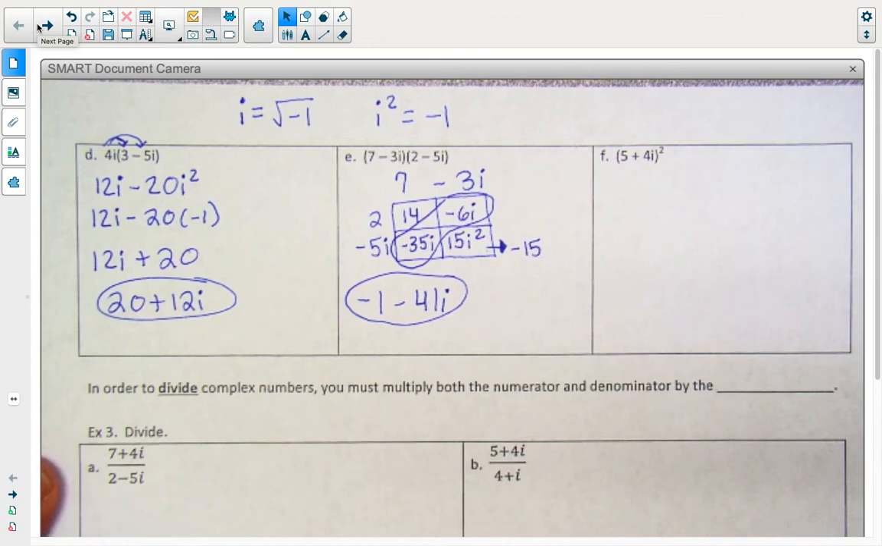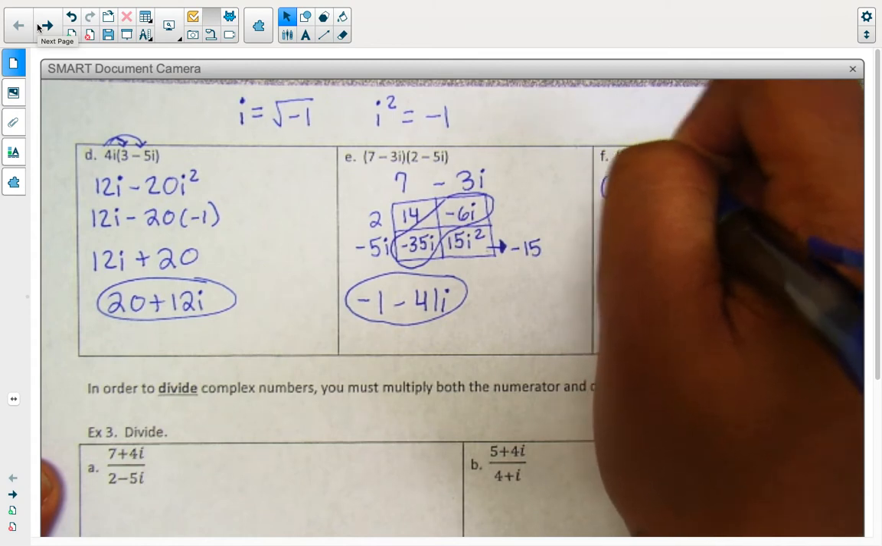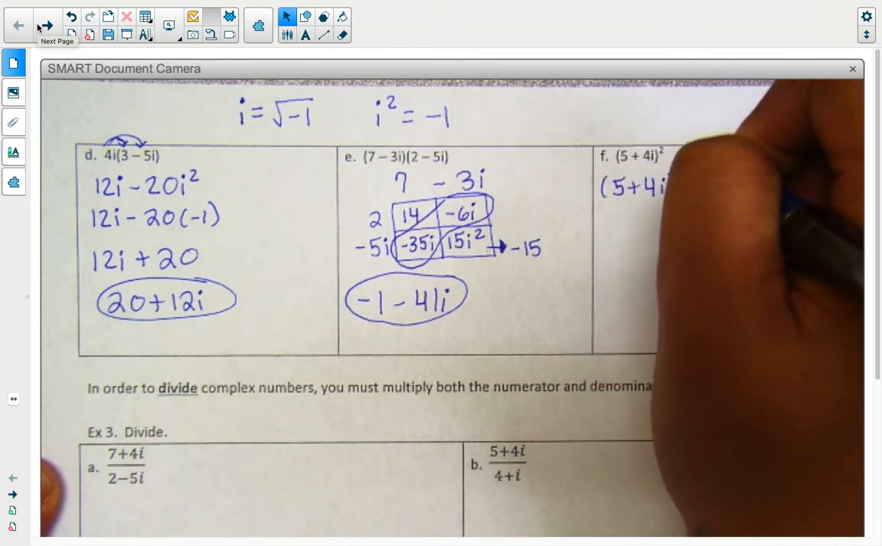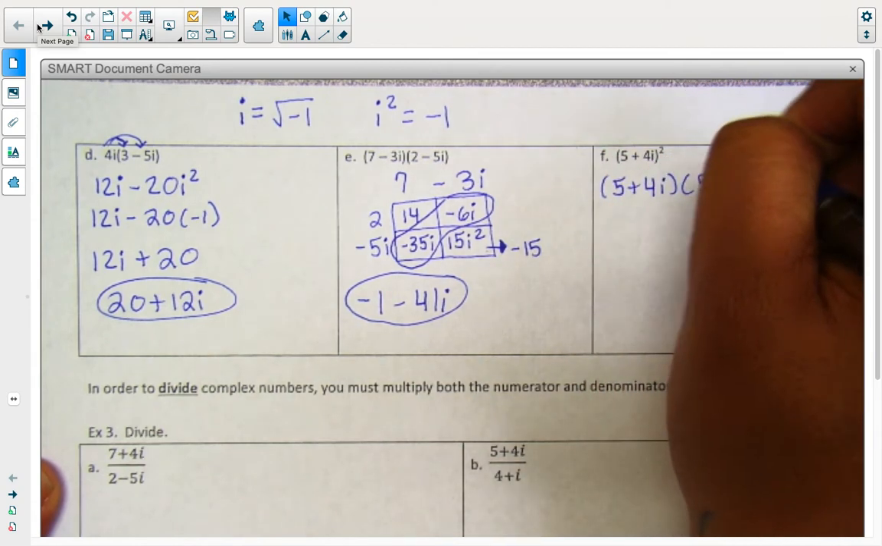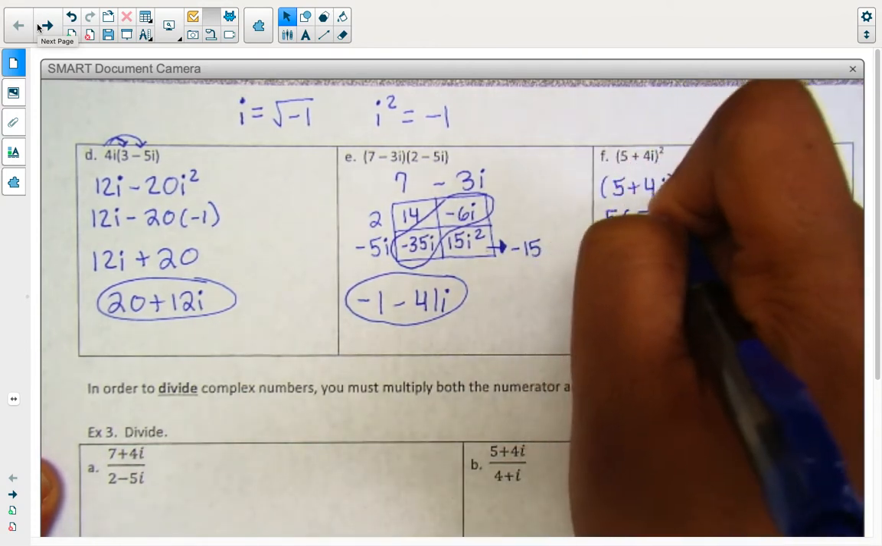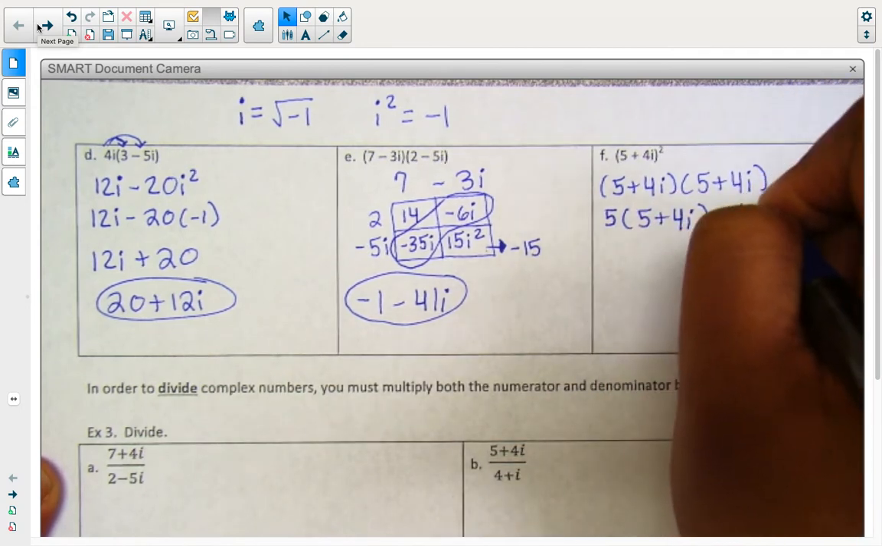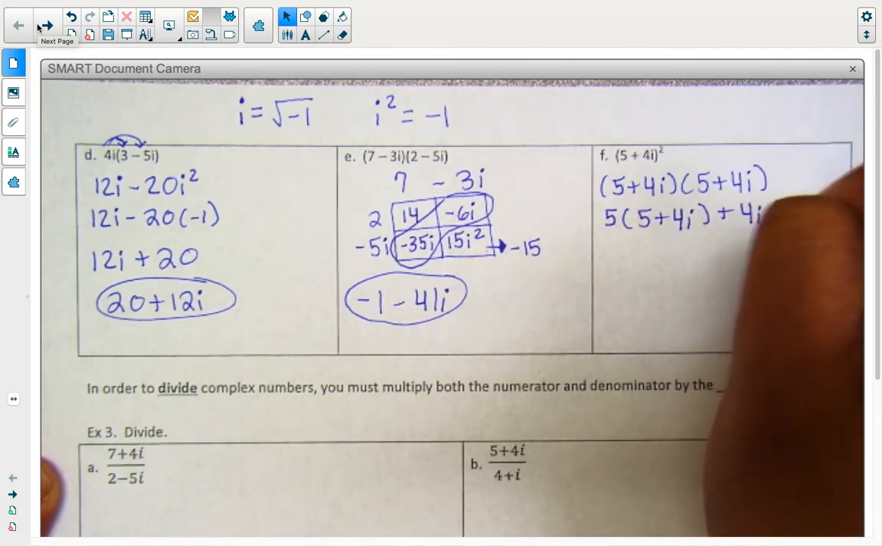Now, the next problem I'll do with the distributive property. So (5 plus 4i) squared. I'm doing 5 plus 4i times 5 plus 4i. And I'm going to do the distributive property. So when you do that, it's 5 times (5 plus 4i), and then 4i times (5 plus 4i).